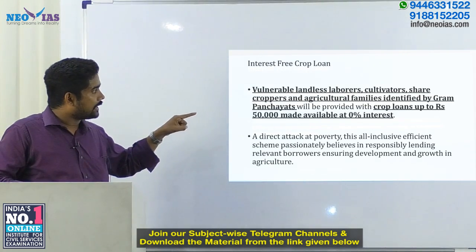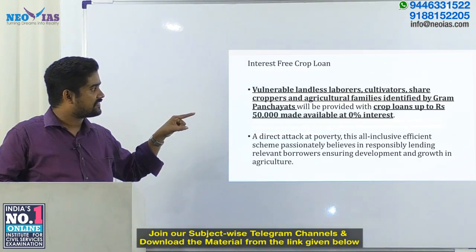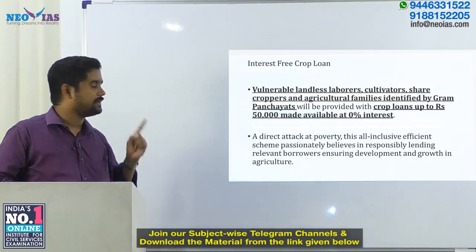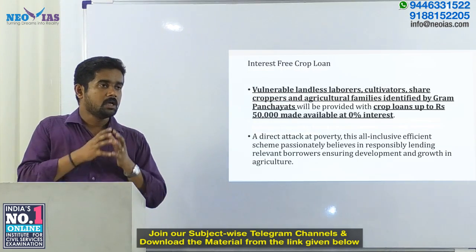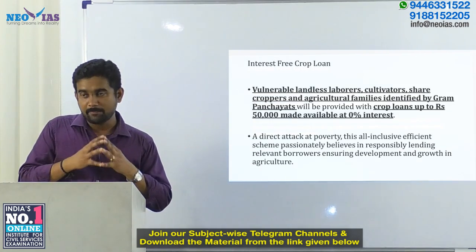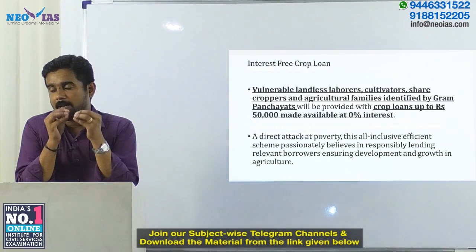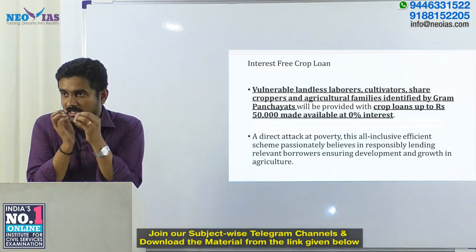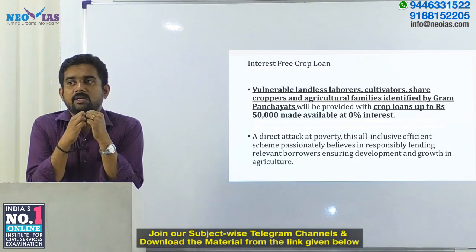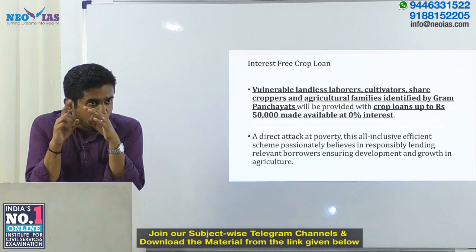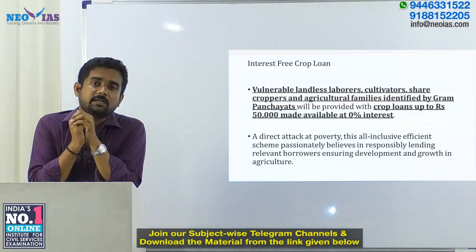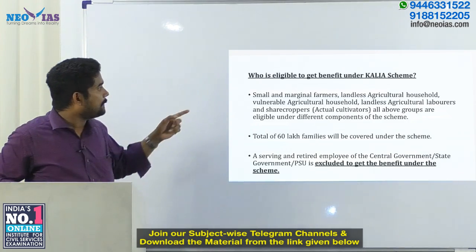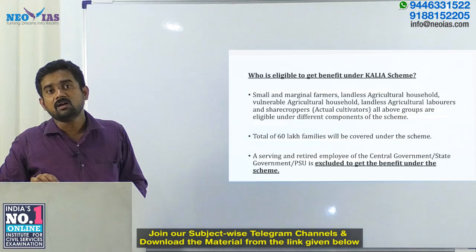Now, a direct attack at poverty. This is an all-inclusive, efficient scheme that passionately believes in responsibly lending to relevant borrowers, ensuring development and growth in agriculture. So, in a nutshell, the Kalia scheme is going to play a pivotal role in helping people in Odisha, especially those in the agricultural segment, in continuing their sustenance, their insurance part, and in comprehensive development for them, and helping them come out of the clutches of poverty.